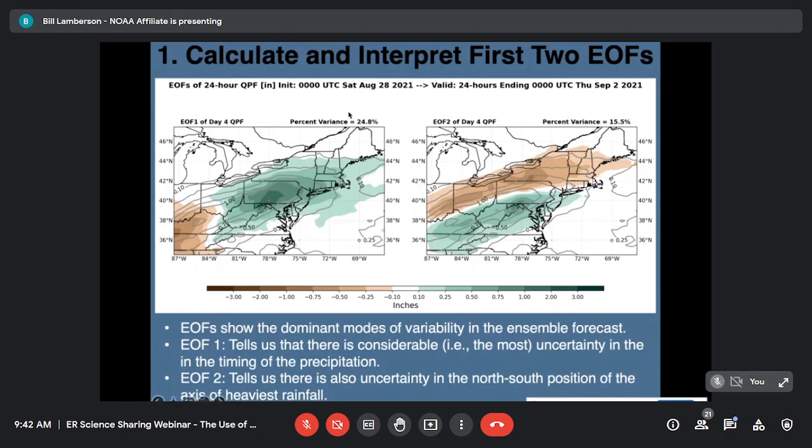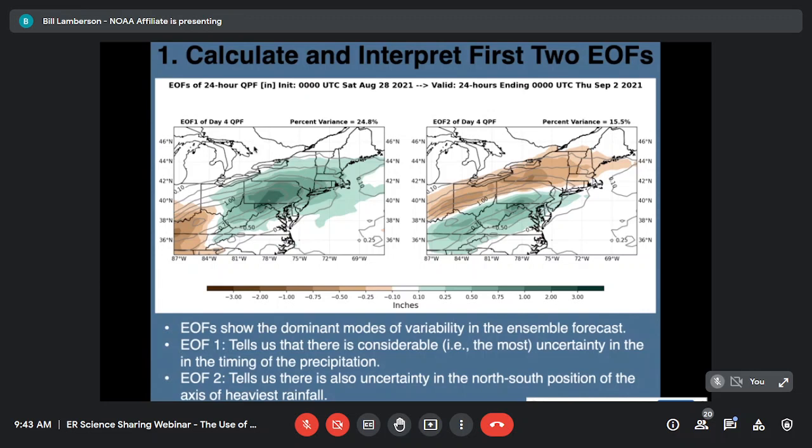Also on the upper right here, it tells you how much variance in the ensemble is explained by this EOF. For this first EOF, we explained 25% of the variance. And for the second EOF, we're explaining about 16% of the variance. So again, the EOFs show the dominant modes of variability in the ensemble forecast.